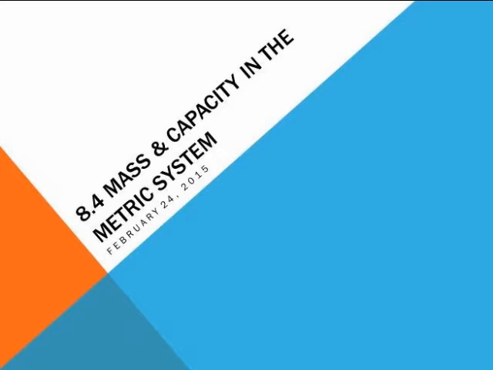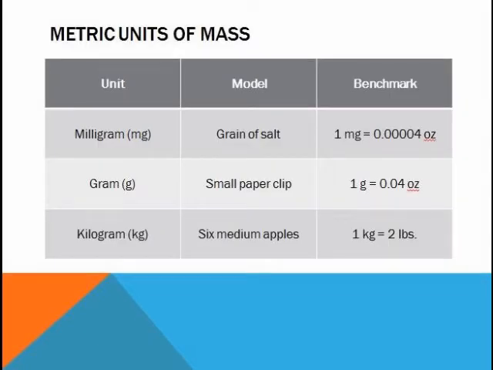Again, we're not converting anything today, we're just learning some of the units and what they're called. So the first one's a milligram, which is really just like a grain of salt. It's so tiny. It's really just 1 grain of salt, which is 100 thousandths of an ounce. Just a gram, it would be like a small paper clip, and it's about 4/100ths of an ounce. And then a kilogram is about 6 medium apples. It's about 2 pounds. So to kind of give you an idea there of how those compare, a kilogram is about 2 pounds.